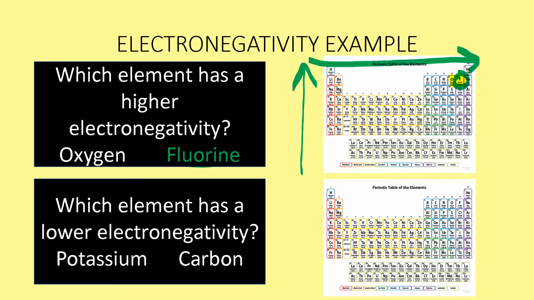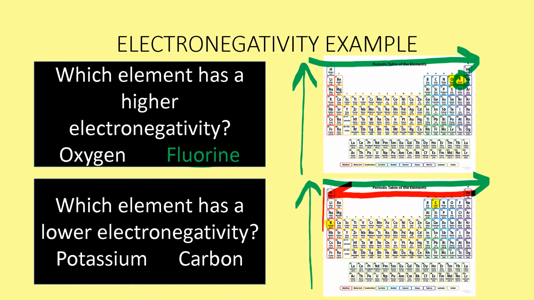And which element has a lower electronegativity? Is it going to be potassium, number 19, or is it going to be carbon, number 6? Well, if electronegativity increases this way, that means it's going to decrease from right to left and from top to bottom. And because potassium is not only to the left of carbon, but it's also lower than carbon, that means potassium is going to be our answer.